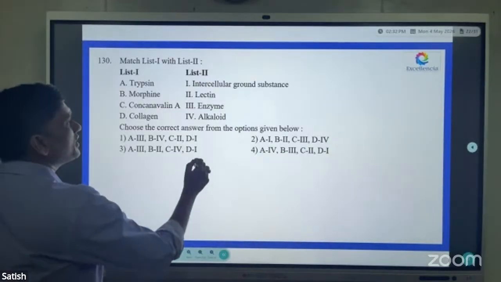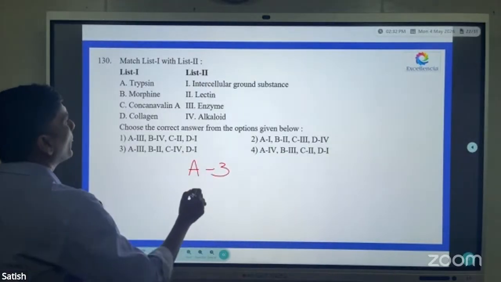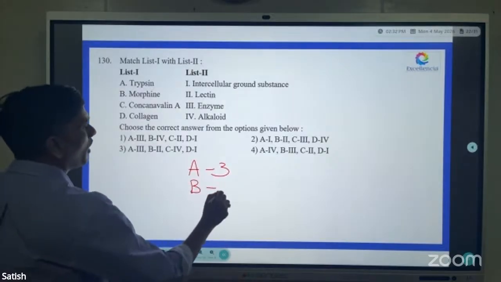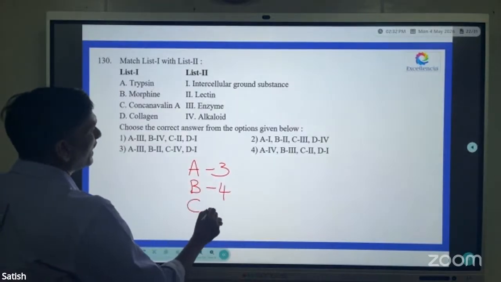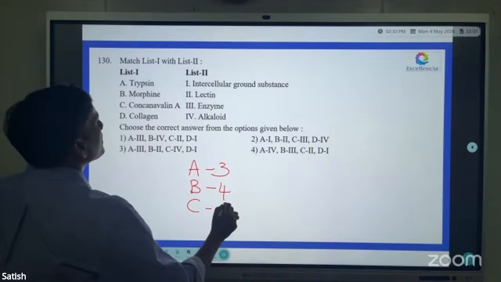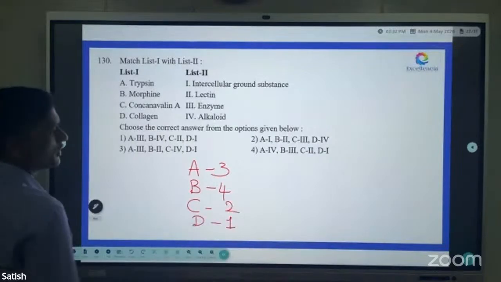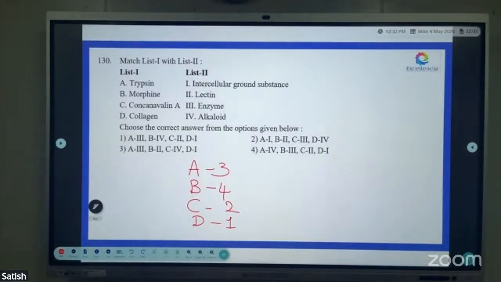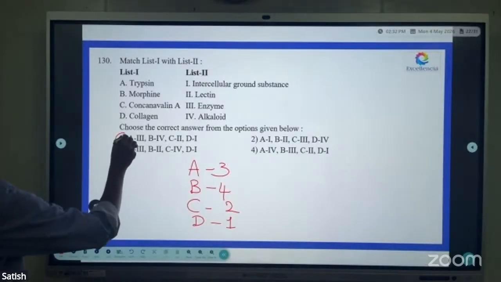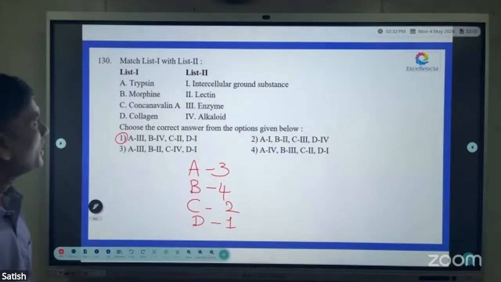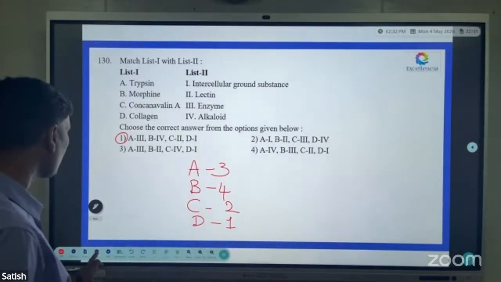Biomolecules. Trypsin, A, enzyme. Morphine, B, 4, alkaloid. Concanavalin A, it's a lectin. Collagen, C2, structural protein. 3, 4, 2, 1 is the correct answer. That is option A. Option A is the right answer for the 130th question.